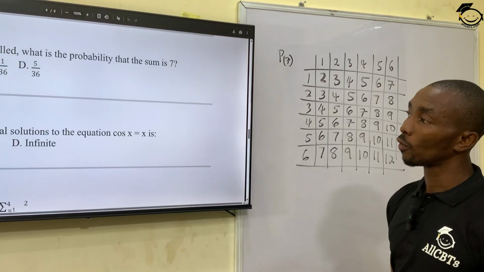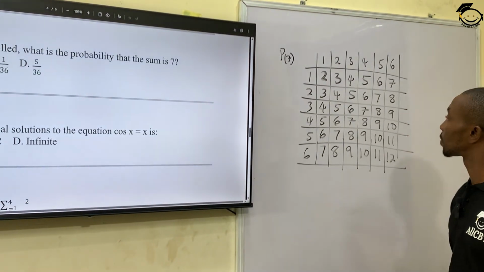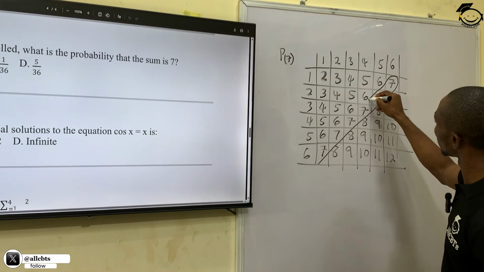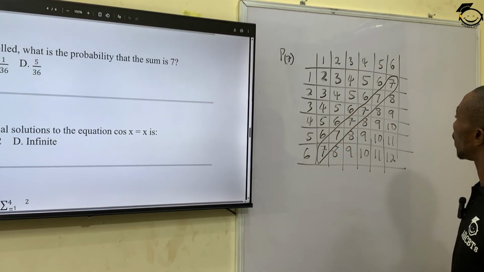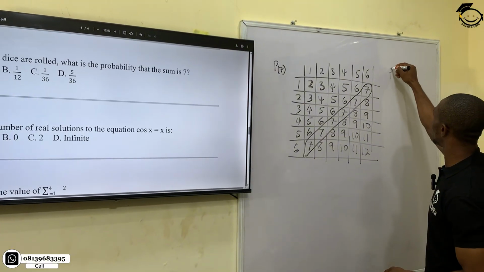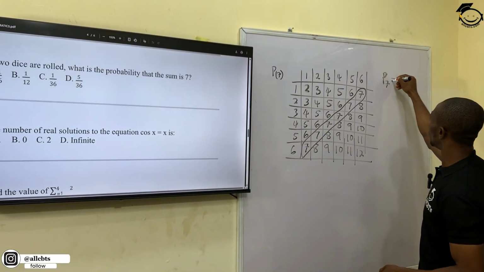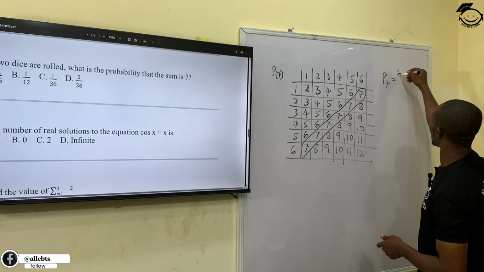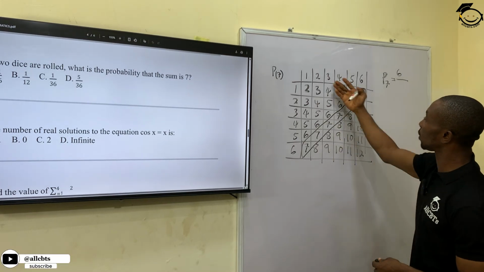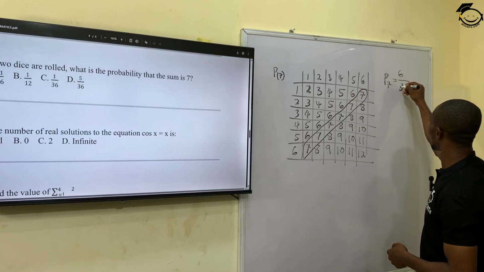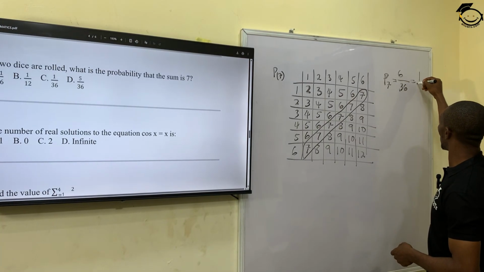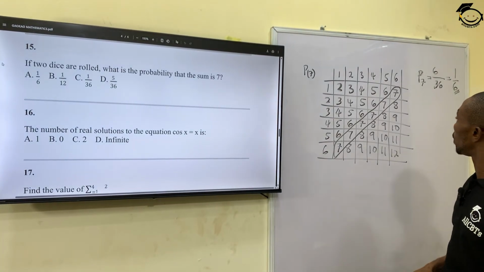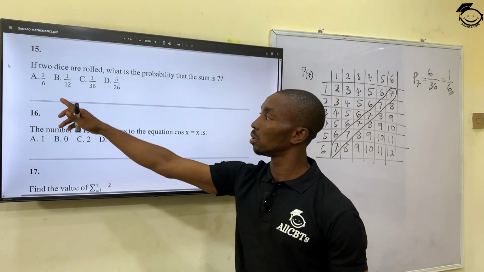Now, we are asked for the probability of getting the sum of 7. Our sum of 7 will be along this diagonal. So the probability of having a 7 would be 1, 2, 3, 4, 5, 6, which is 6, all over the total. If we count this, we have 36. So this gives us 1 over 6. The probability of getting a 7 when 2 dice are rolled will be 1 over 6, which is option A.